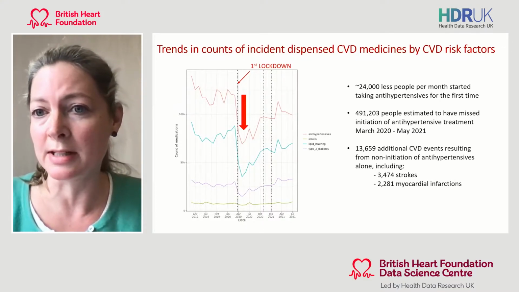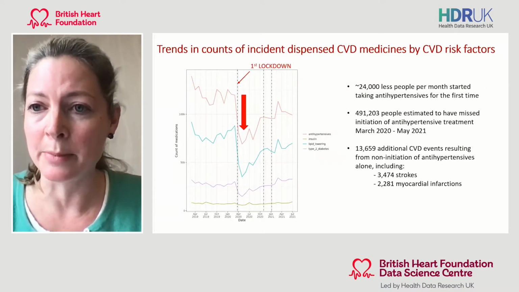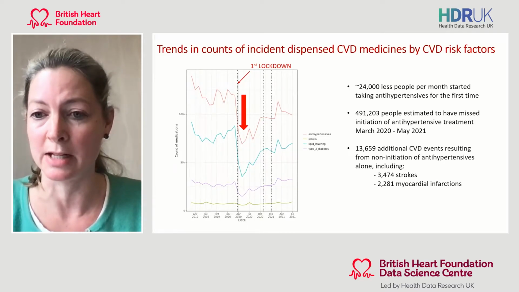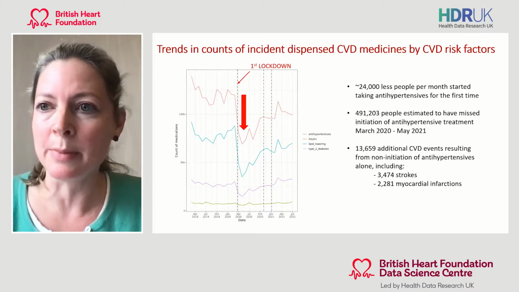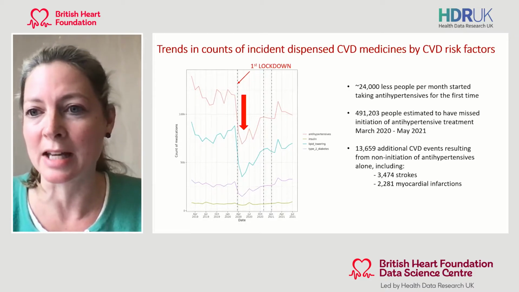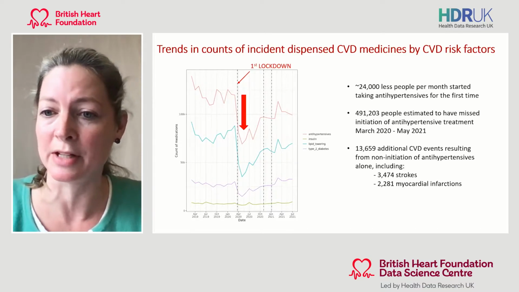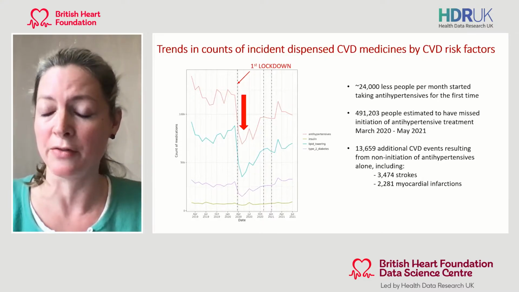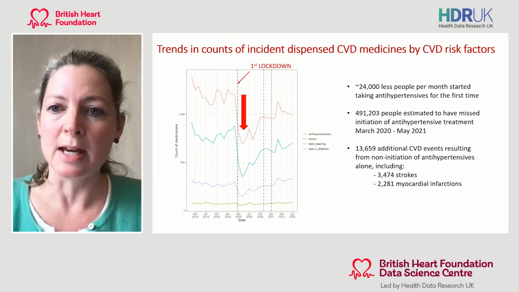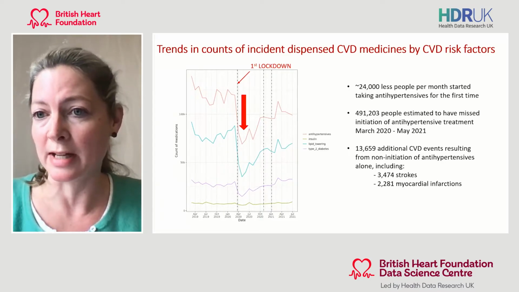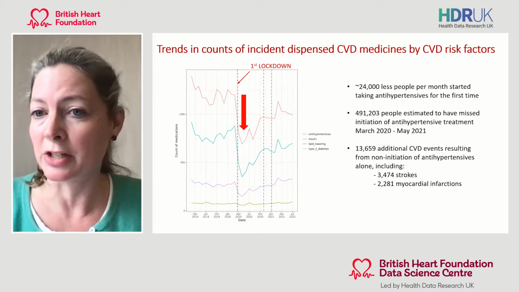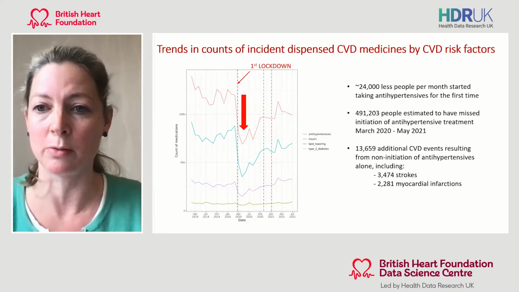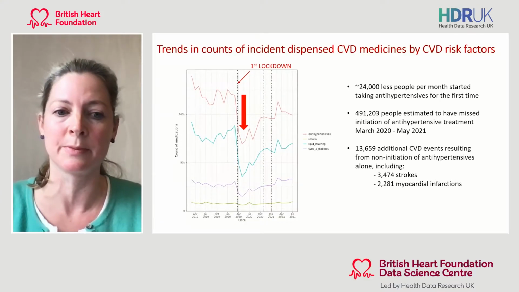And accumulating that across the study period, we found that almost 500,000 people were missed to have been commenced on antihypertensive treatment through the period of March 2020 to May 2021. Now, because the impact of cardiovascular medications on cardiovascular events is well established from previous research from clinical trials, we were able to model what the effect of that missed medication would mean for future cardiovascular disease events. And so we estimate that missed treatment of antihypertensives alone would lead to a future additional 13,659 CVD events, including almost 3,500 strokes and almost 2,300 myocardial infarctions.